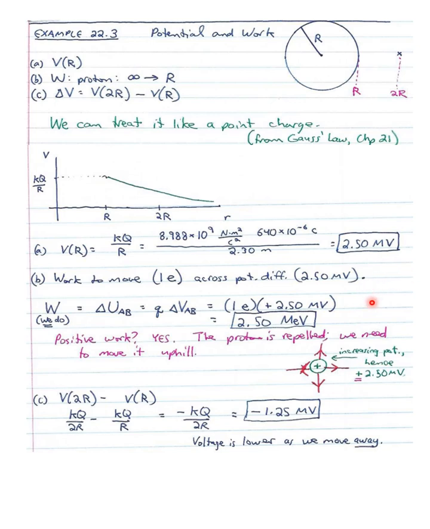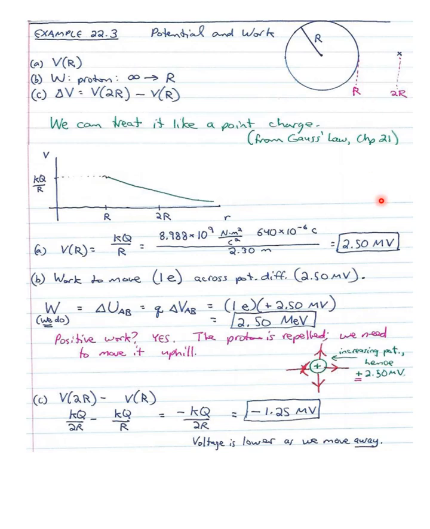Part B asks, what is the work to move one elementary charge, a positive elementary charge, a proton, across that potential difference? Because it says from infinity to R. So if you're wondering where we get a potential difference from, in part A, all I said was the voltage at the surface is 2.50 megavolts. But remember where that comes from. That is actually the potential difference between that point and an infinite distance away.